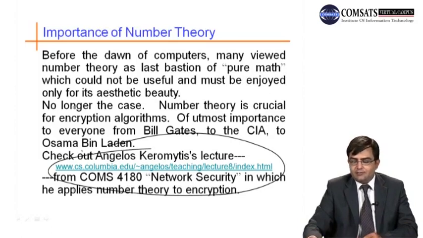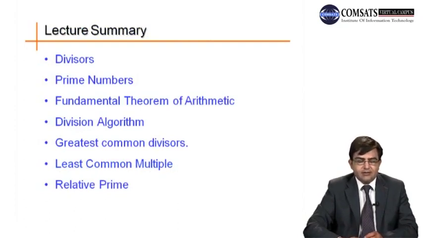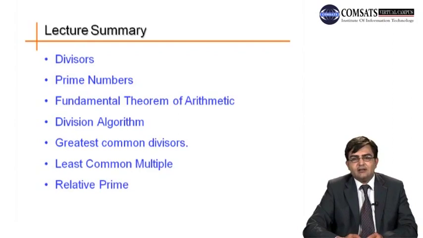For today we stop here. In the summary of today's lecture, we have studied divisors, prime numbers, even integers, odd integers, and composite numbers. We have studied some basic results and theorems of number theory. We have also discussed the division algorithm, greatest common divisors, LCMs, and relatively prime numbers. In the next lecture we shall continue number theory and prove some other important results.